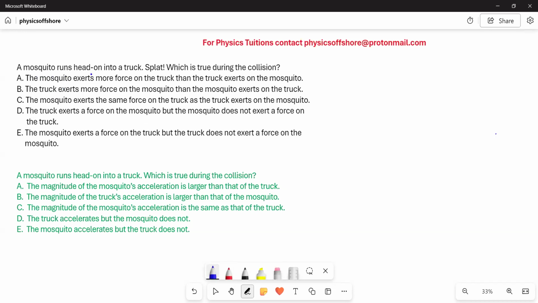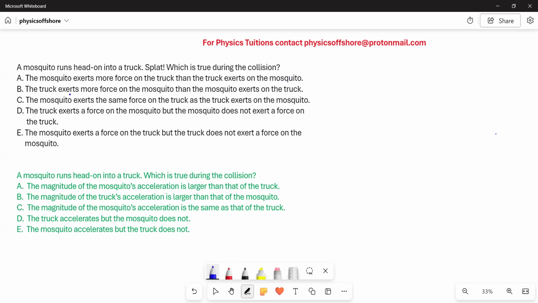A mosquito runs head-on into a truck, splat. Which is true during the collision? This is a multiple choice question, single select. A. The mosquito exerts more force on the truck than the truck exerts on the mosquito.